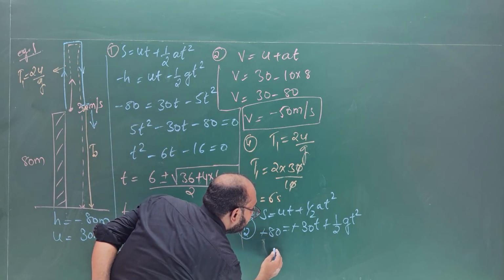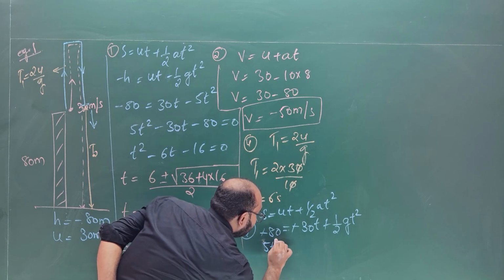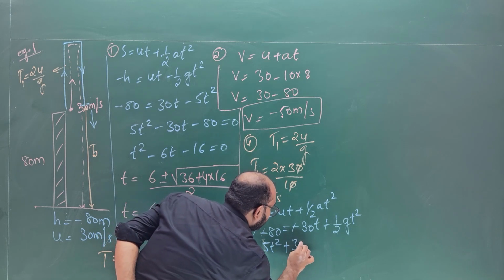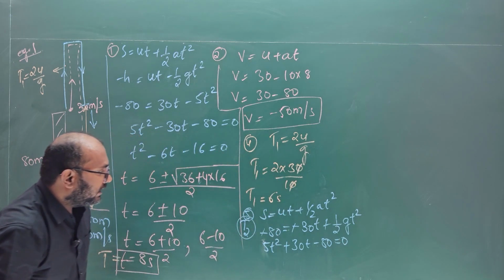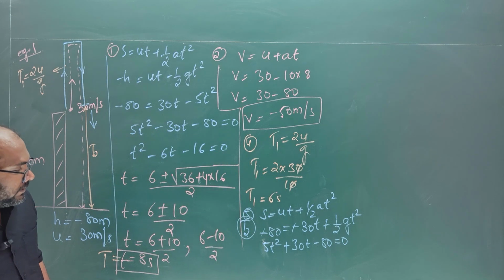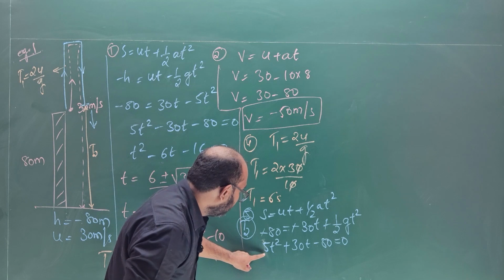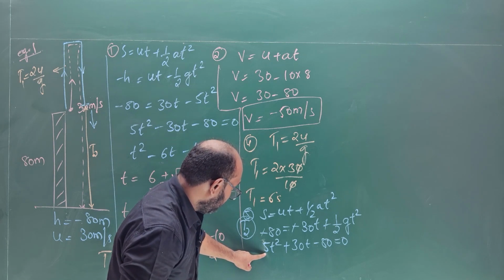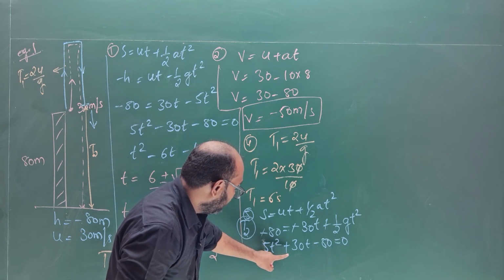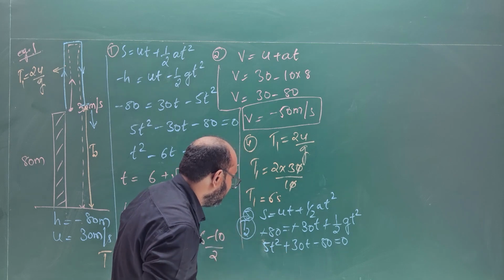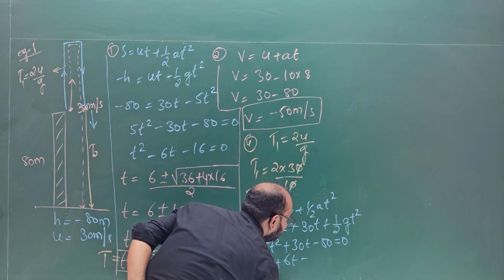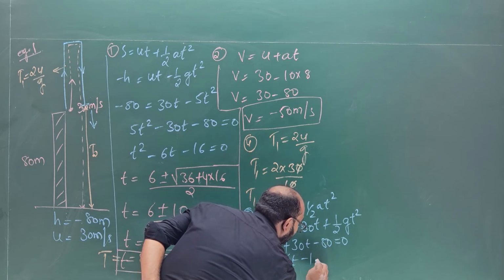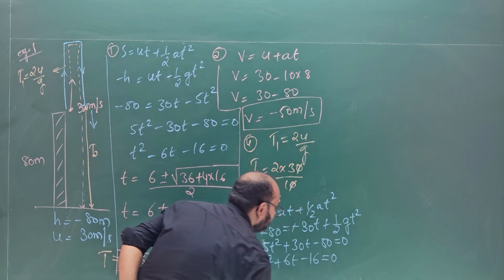So this becomes minus 5t, sorry, let us keep that there itself. So 5t square plus 30t minus 80 is equal to 0. Can I again take 5 as common? If I take 5 as common, then 5t square becomes t square, plus 6t minus 16, which is equal to 0.